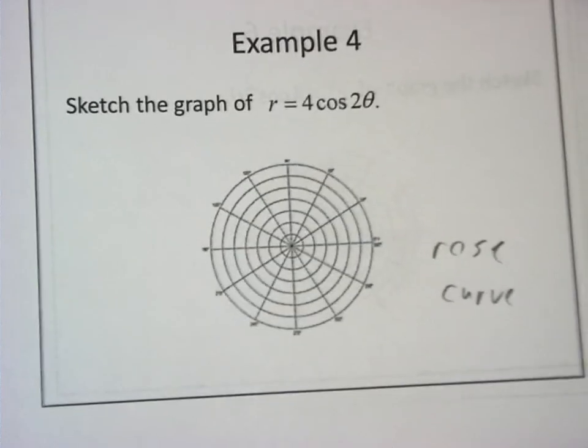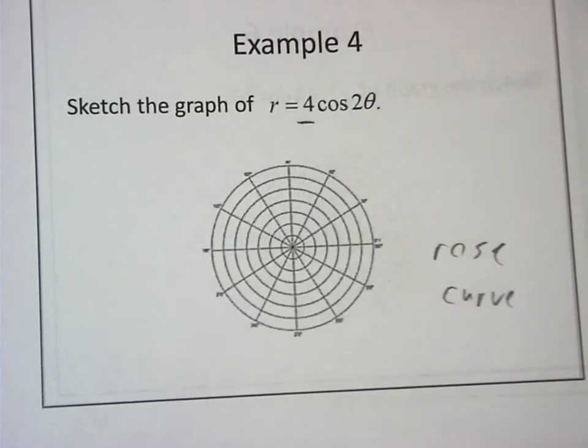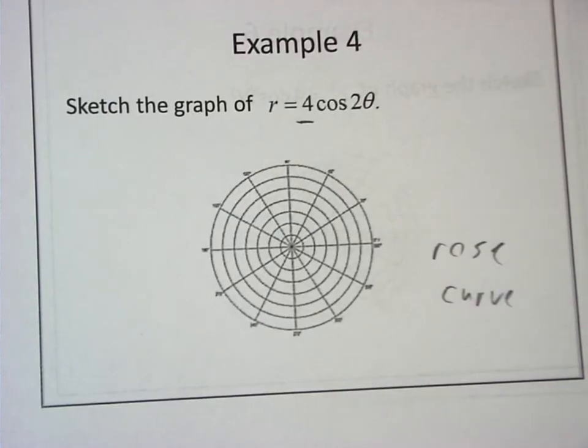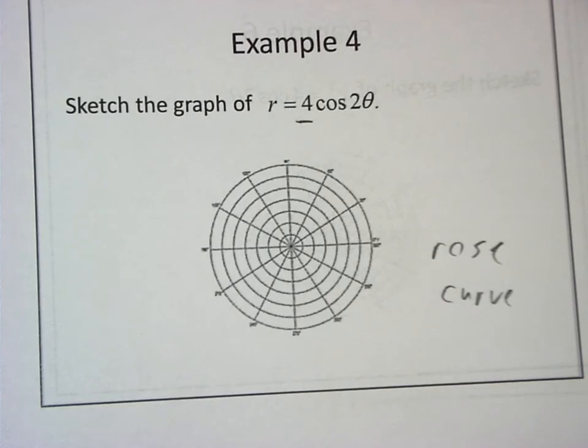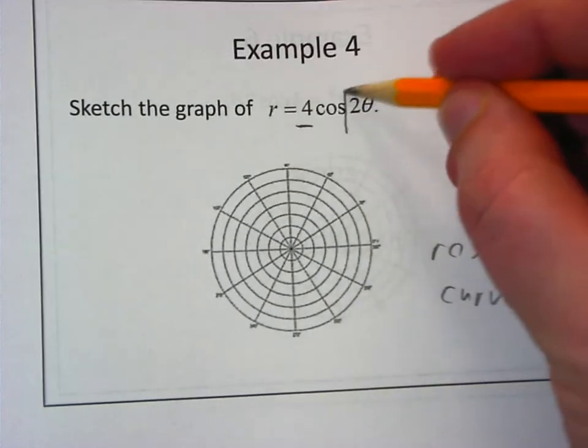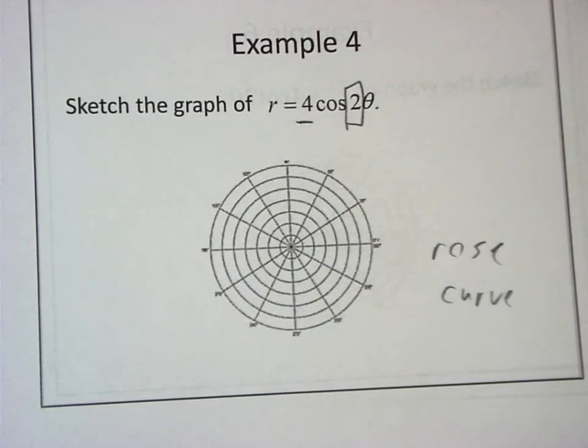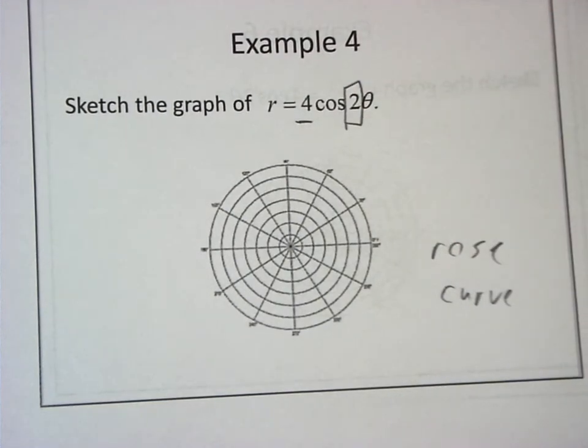How many petals does this one have? How many do you think it'll have? 4. Will it? 2 or 4? Wait. The 4 out front is how far out it's going to go, right? Whenever this is an even number, guys, it's actually going to be double whatever it is.